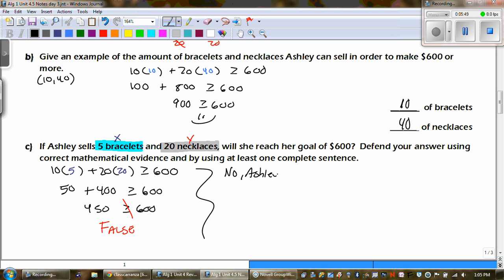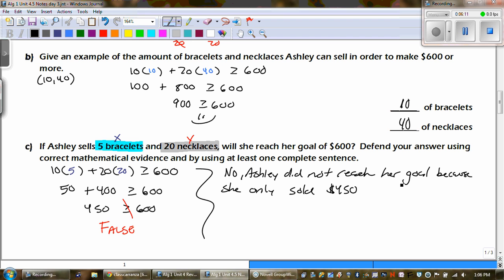Ashley did not reach her goal. Okay, why? Because she only sold $450 and she is $150 short.